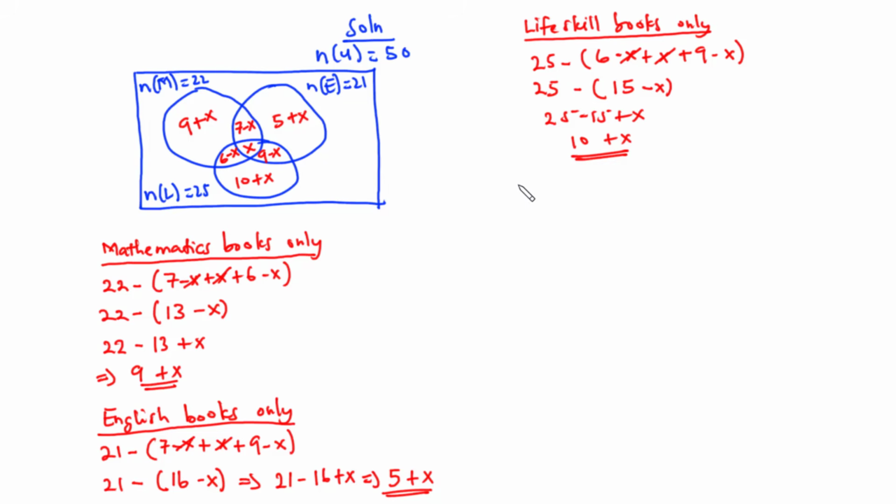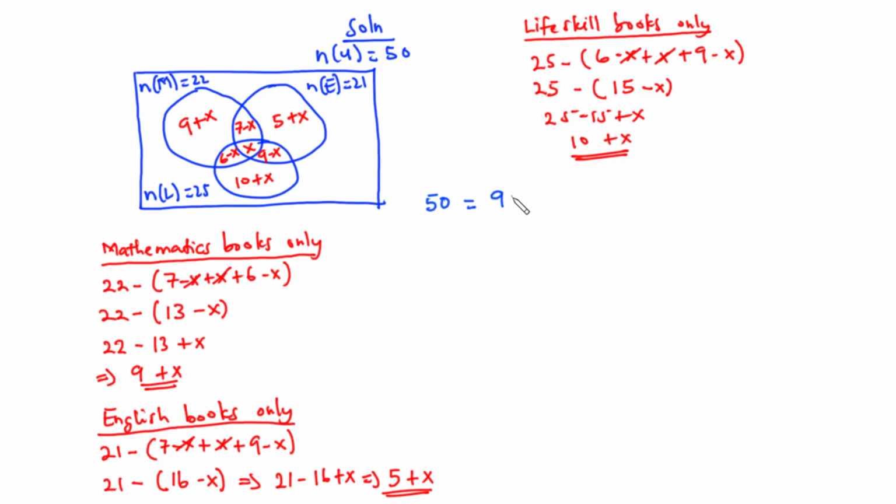So we've been able to complete our Venn diagram. Now let's consider the universal set. So the number of students in the universal set is 50. So we have 50 equals, now the universal set is made up of all the values or expressions in the circles. So 50 equals, let's start from mathematics.